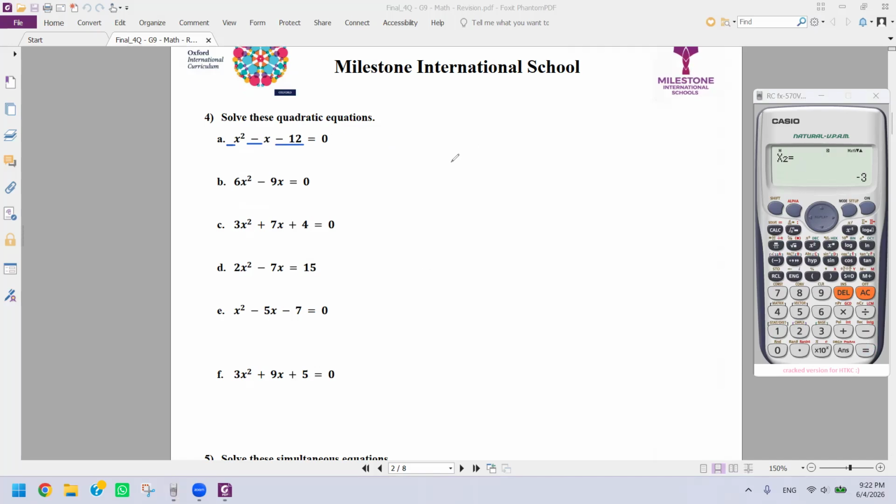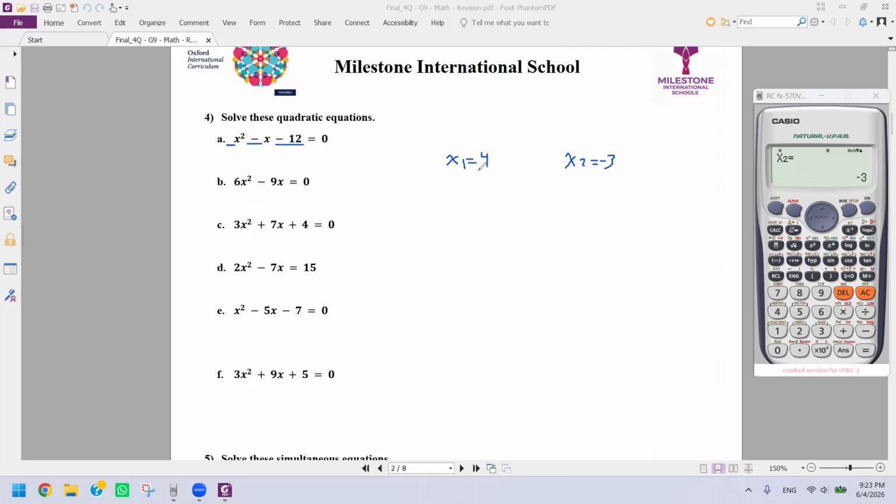So I write it down, but I keep space. x1 is 4, x2 is minus 3. This is how you should do it on the exam. If you directly just write the answers, you will get 0. So what do we have to do? You need to do the factorizing part.